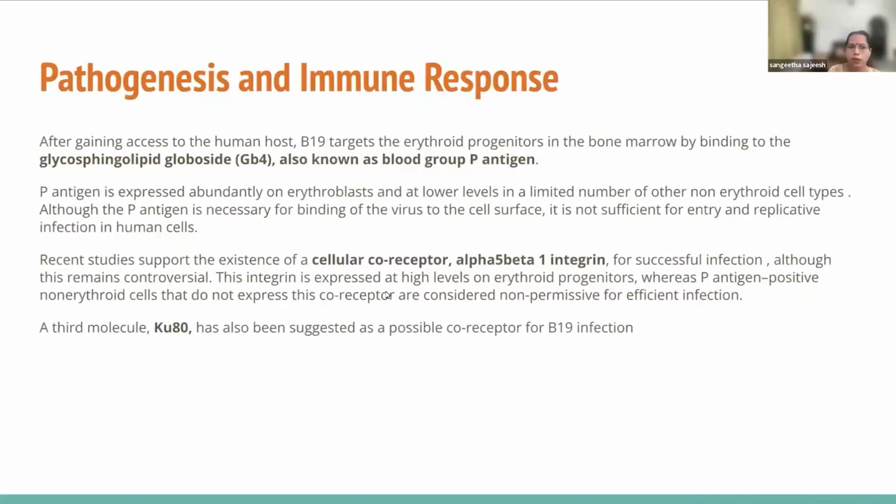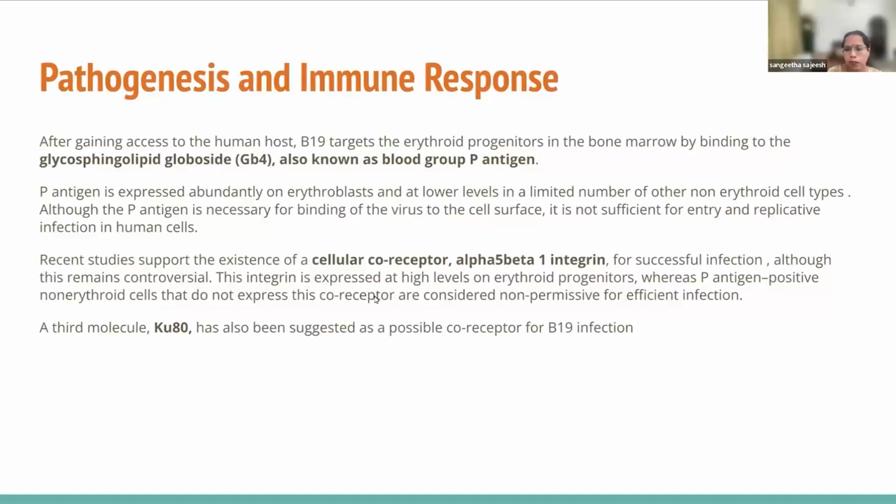So after gaining access to the human host, B19 targets the erythroid progenitors in the bone marrow. That is why it is called erythrovirus. Parvovirus B19 is also called erythrovirus because it has an affinity to the erythroid progenitors. And why is it so? It is because of binding to the glycosphingolipid globoside or GB4, also known as blood group P antigen.